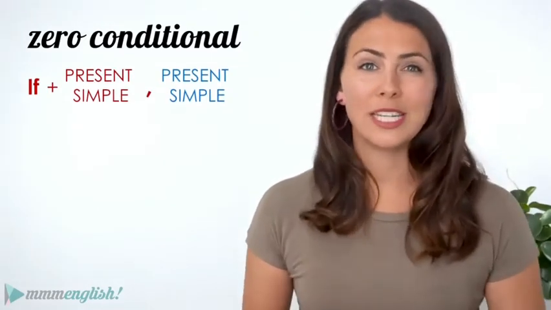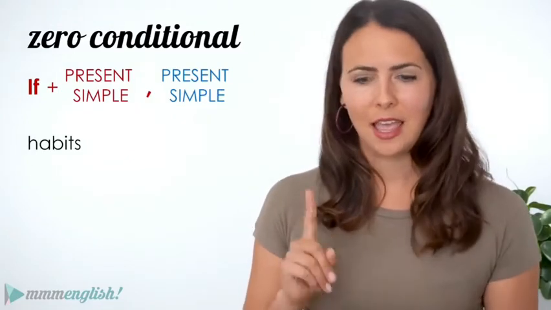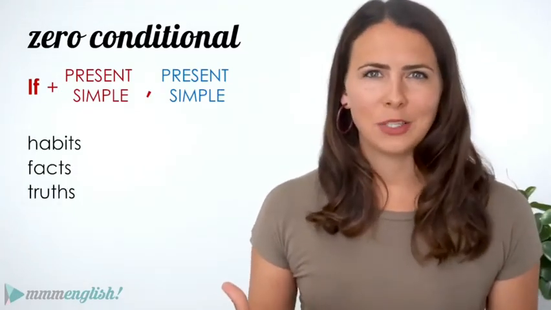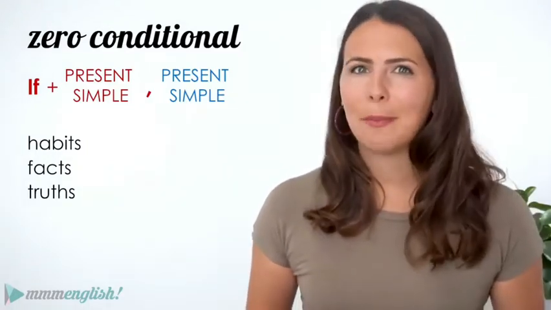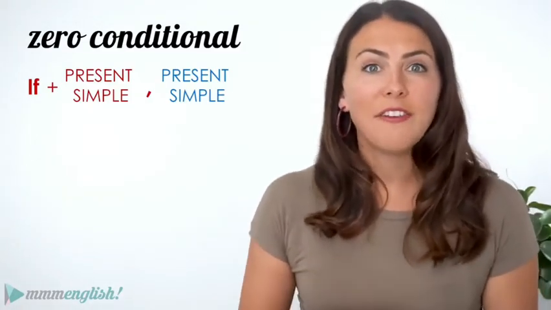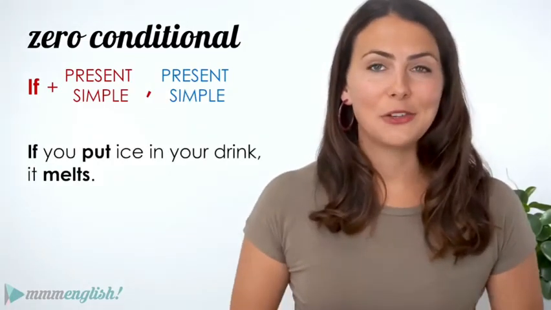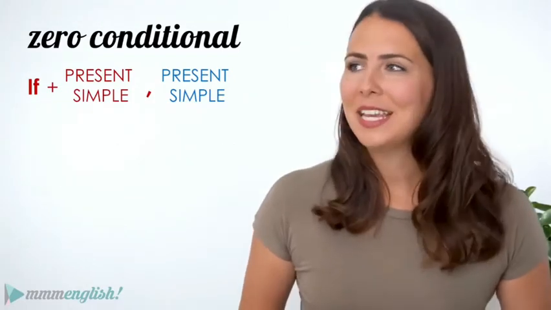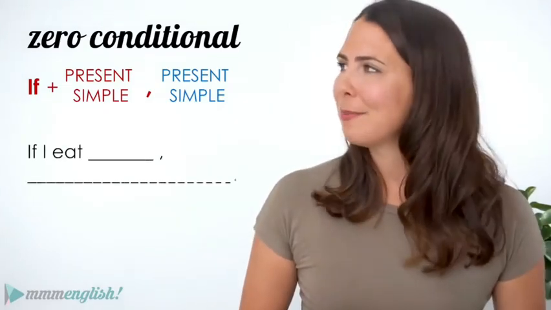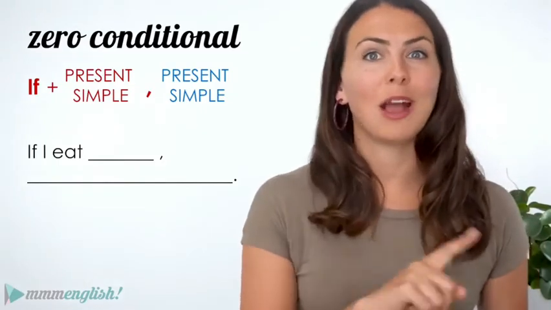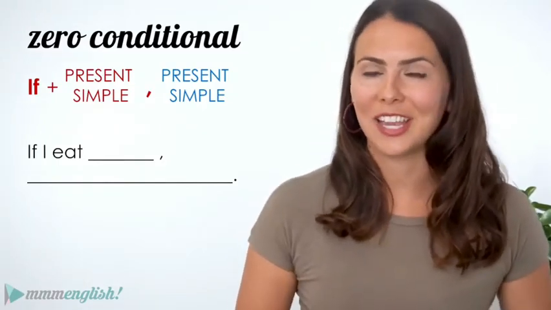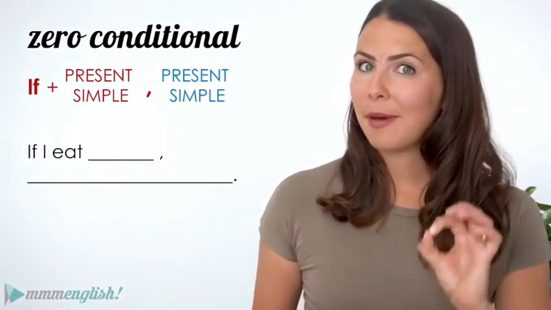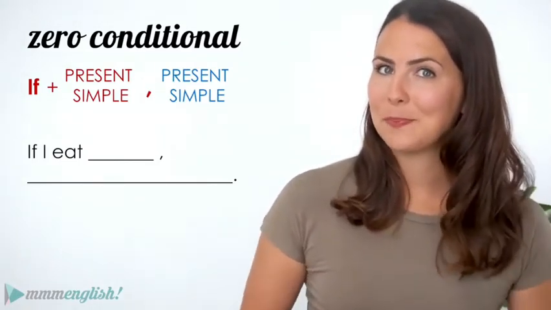We use the zero conditional to talk about habits, facts, and truths. You can't argue about these things, right? With these things, we're not talking about possibility, it's fact. If you put ice in your drink, it melts. See, it's really simple. So I want you to practice by finishing this sentence for me. I want you to write your sentence in the comments so that I can check it. If I eat, remember present simple, present simple.